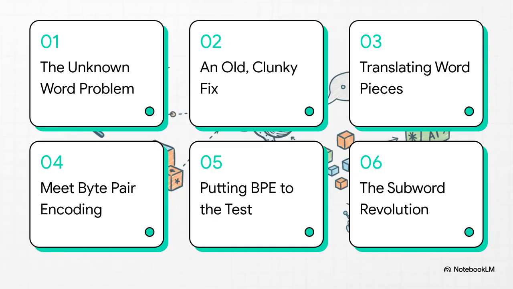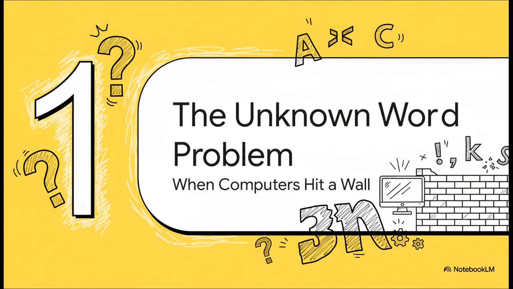So here's our game plan. We're going to start with this unknown word problem, look at an old, kind of clunky fix they tried, and then get to the big aha moment, translating word pieces. After that, we'll meet the algorithm that made it all work, see if it actually held up, and finally, talk about how this one idea pretty much started a revolution. All right, let's dive right in.